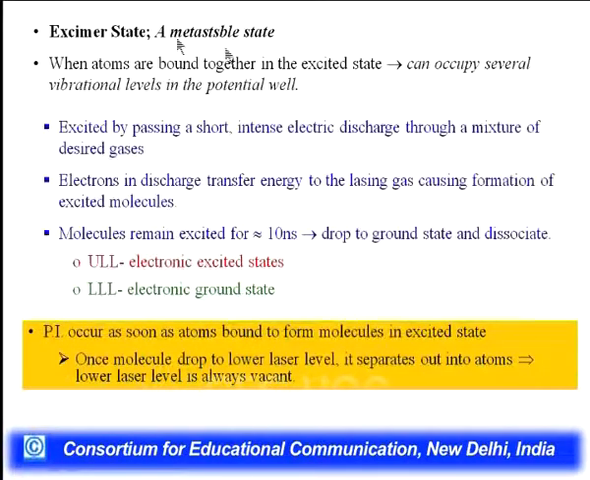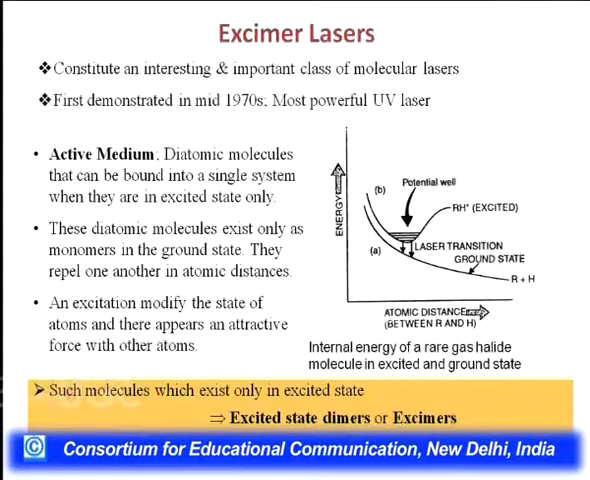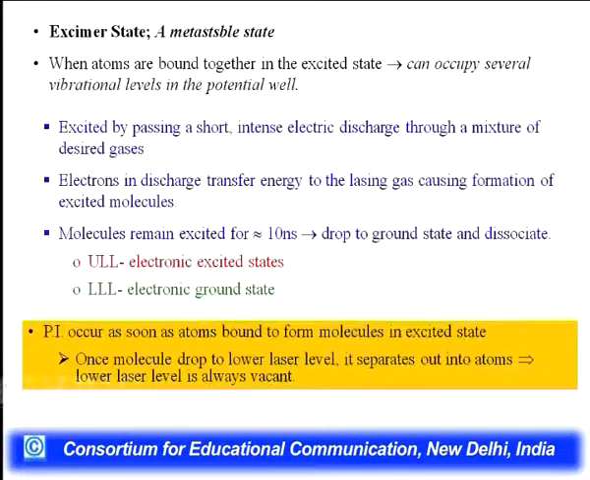The excimer state is a metastable state, which is the excited state. When the atoms are bound together in the excited state, they can occupy several vibrational levels in the potential well. Here this is a potential well, and this potential well has various vibrational levels, and in these vibrational levels we have the atoms, and these are filled according to the rule, and these are the populated states. They are excited by passing a short intense electric discharge through a mixture of the desired gases for pumping.